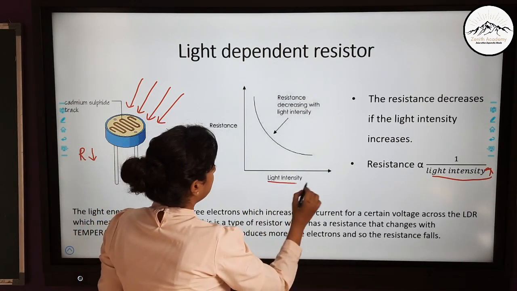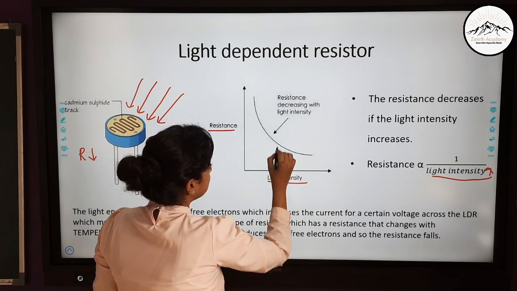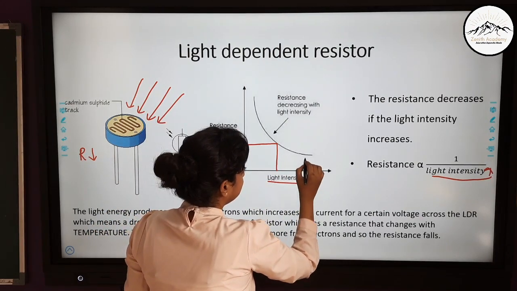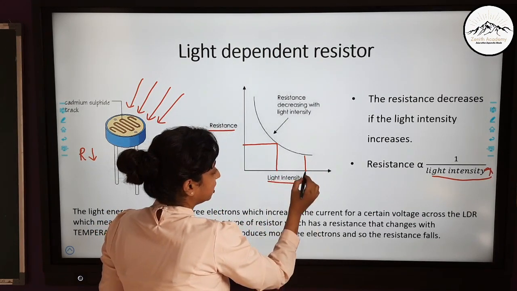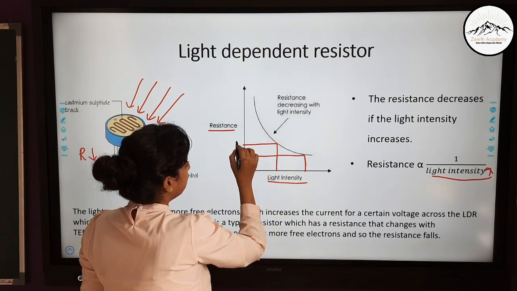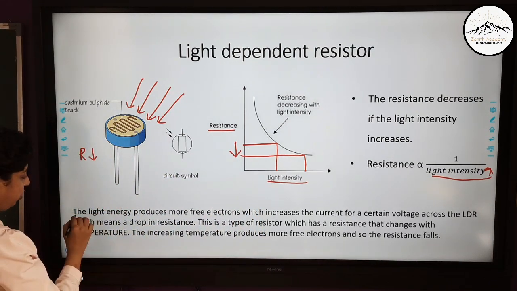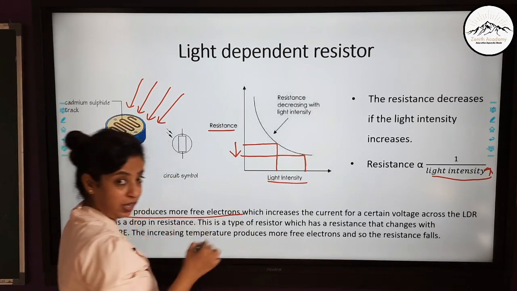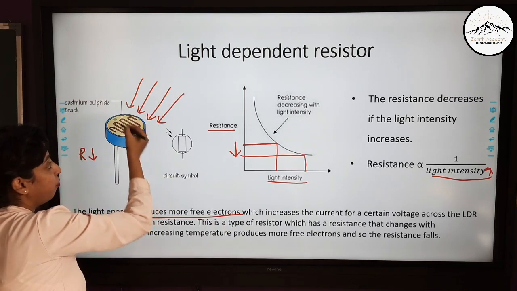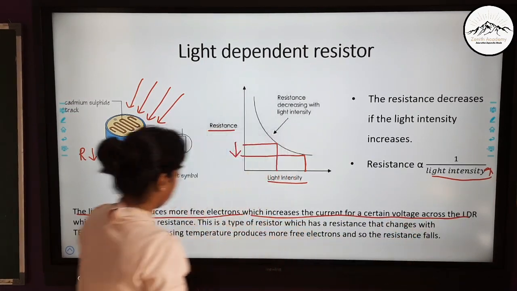So if you plot a graph of light intensity and resistance, it would be something like this. You can see here, this is for a particular light intensity, and if the light intensity increases, say this was morning and this is noon, so light intensity has increased, so resistance has decreased. The light energy produces more free electrons. Why does it happen? Let us see. When light falls on it, more free electrons are produced, which increases the current for a certain voltage across this LDR.